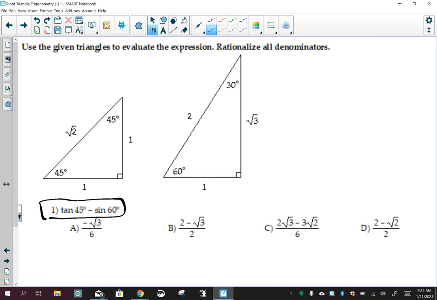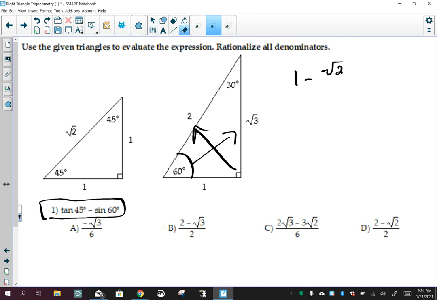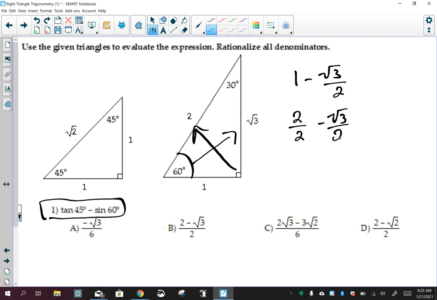So we know that tangent of 45 degrees is just going to be a 1. And then sine of 60 is opposite over hypotenuse, so minus the square root of 3 over 2. When I clean this up, I need to get a common denominator here. So I have 2 over 2 minus root 3 over 2.